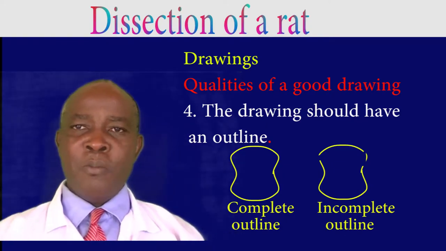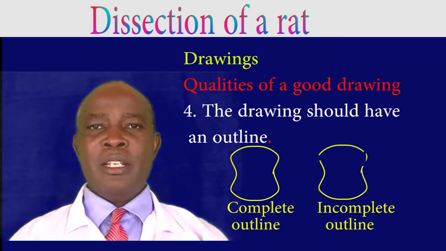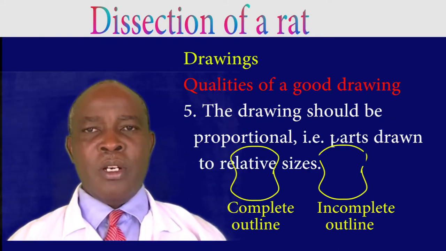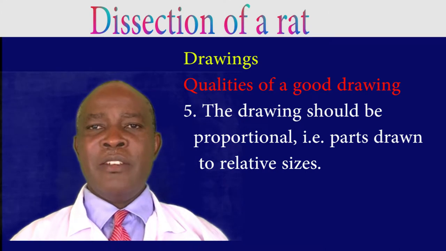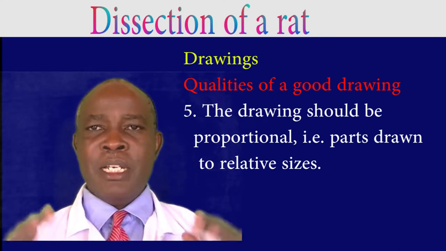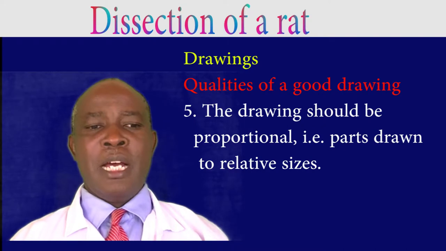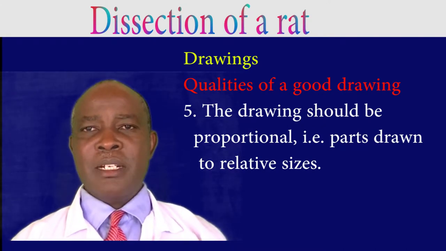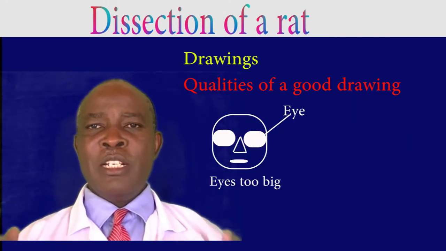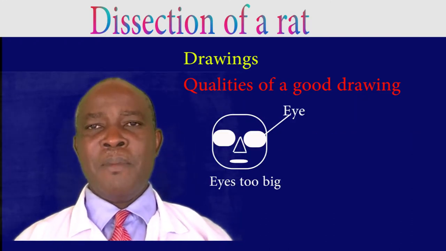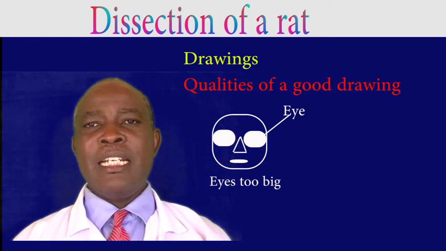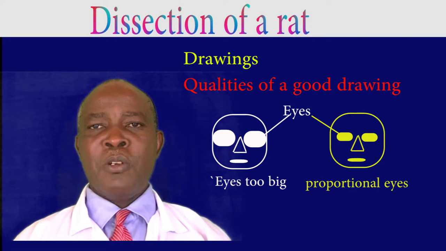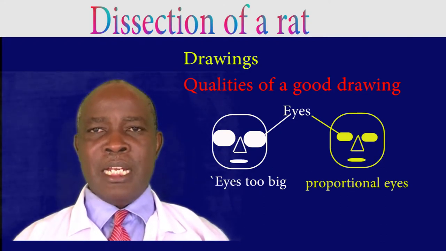Drawings should have a complete outline. Broken lines are not acceptable. Parts should be drawn to relative sizes. A big part should be drawn as a big part. A smaller part should be drawn as a smaller part. For instance, when you draw the head of a man and you put these eyes, then these eyes are out of proportion. They are too big. Proportional eyes will be drawn like this.